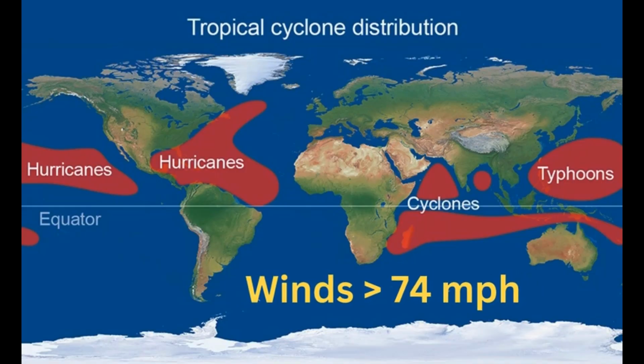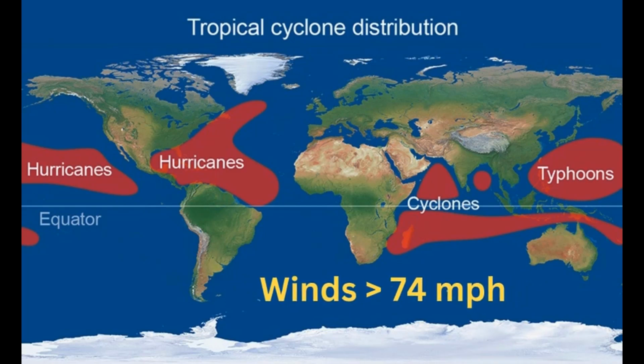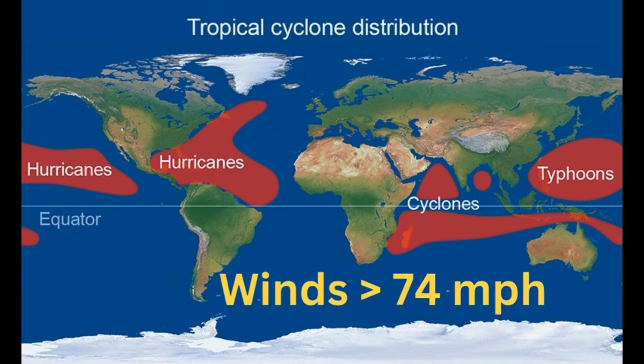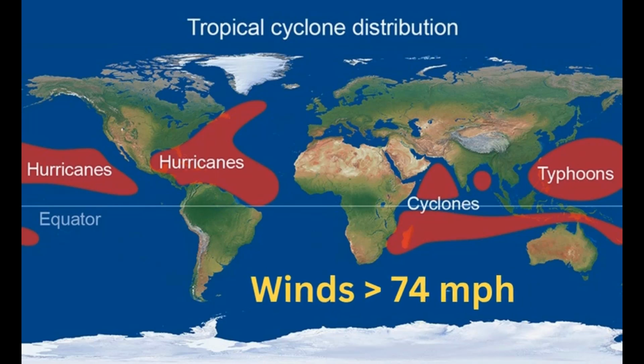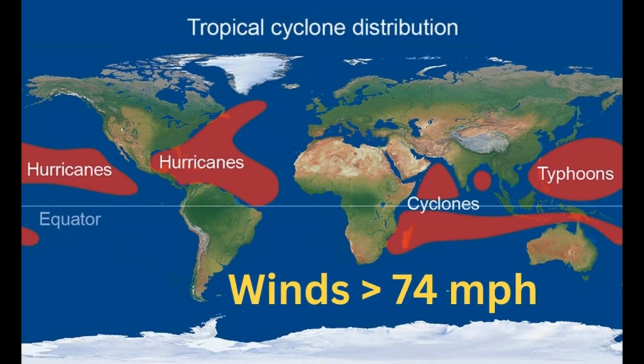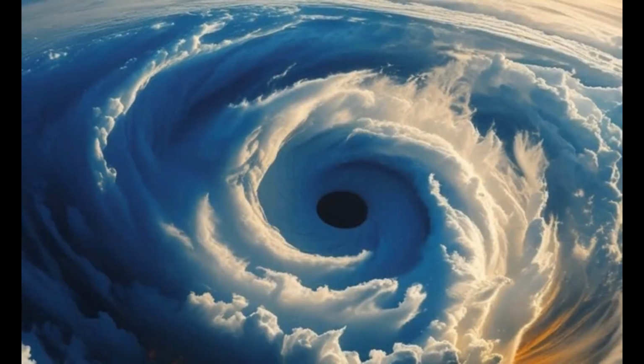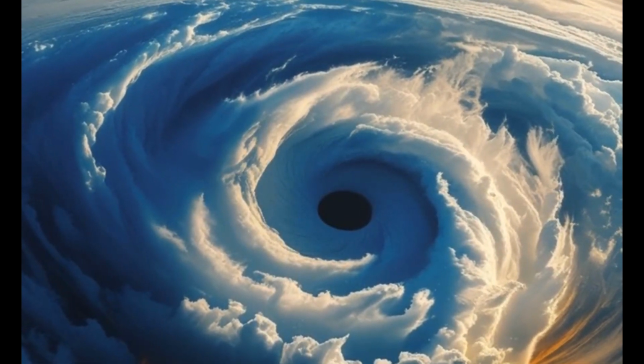Let's dive into science. Tropical cyclones are massive low-pressure storms with winds over 74 miles per hour. Called hurricanes in the Atlantic, typhoons in the Pacific, or simply cyclones in Australia, they form over warm tropical oceans and hit hard with rain and wind.